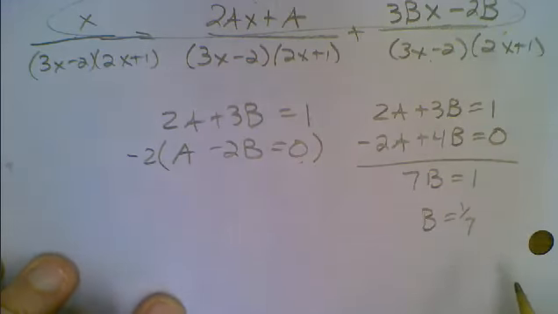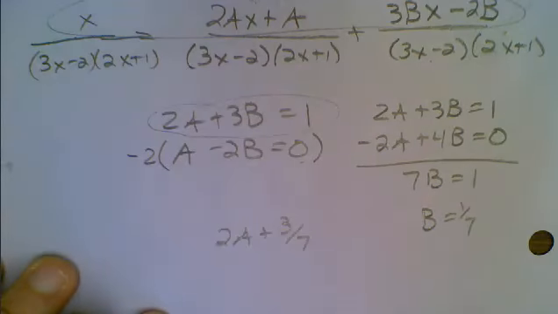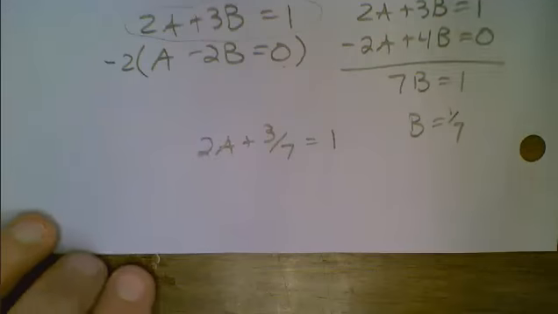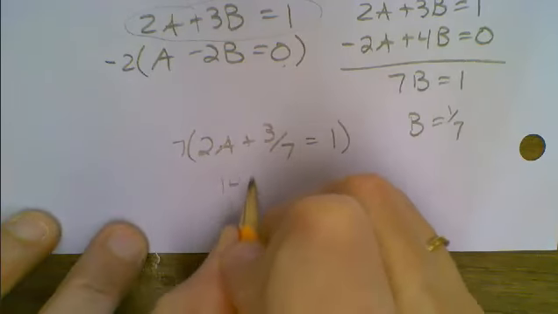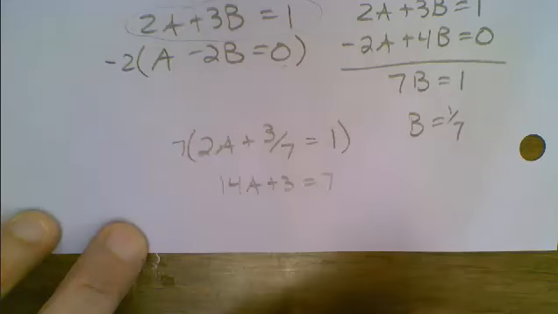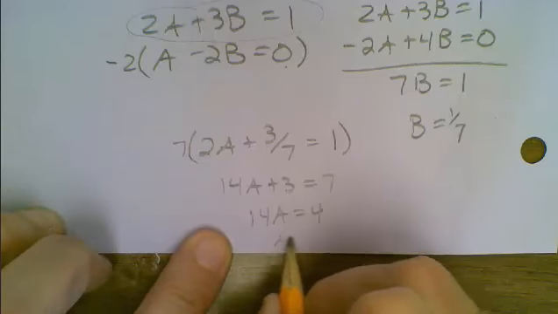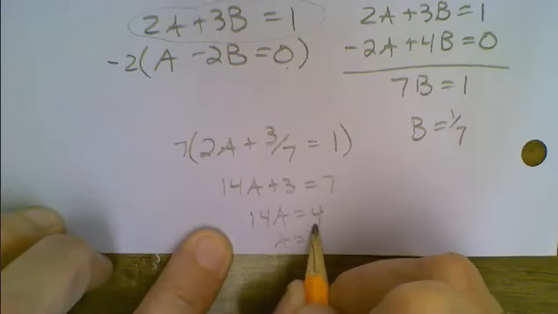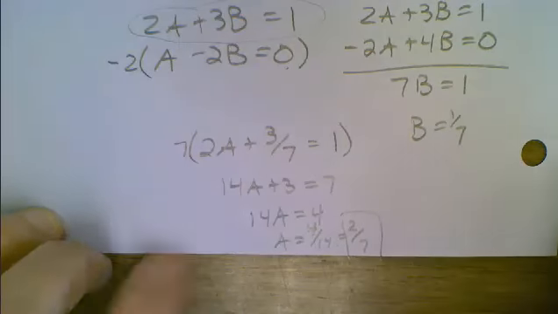And now I need to figure out a. So let's plug it back into, doesn't really matter, let's plug it in the top equation. 2a plus 3 times b, so 3 times 1/7 is 3/7 equals 1. I don't like working with fractions, so I would probably at this point multiply by 7 and say 14a plus 3 equals 7. So 14a equals 4. Divide by 14, I get 4 14ths, which would be 2/7. A is 2/7.